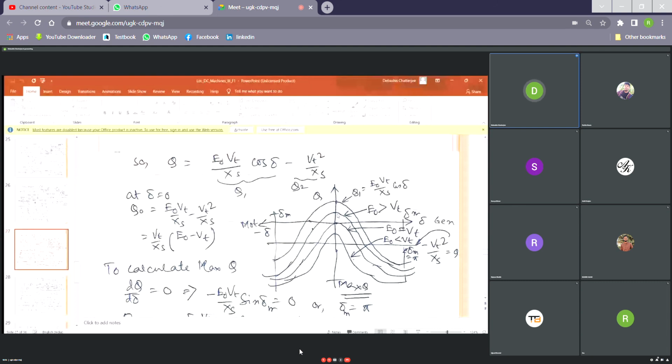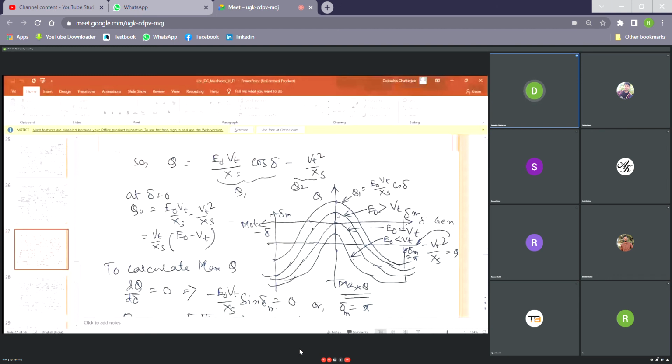Always the first derivative can give both minima and maxima. So if you put there, you can get d2Q/d delta squared. So you don't get that positive value, sorry, negative value to get maximum. So here in that way you get the maximum power, and then maximum power you can put minus VT by XS into E0 plus VT, right? Same as that for generator. Motor and generator maximum values are same, minus VT by XS into E0 plus VT, but one angle is plus pi, another angle is minus pi.